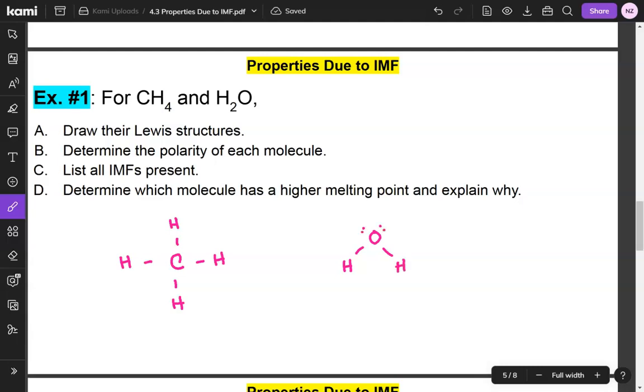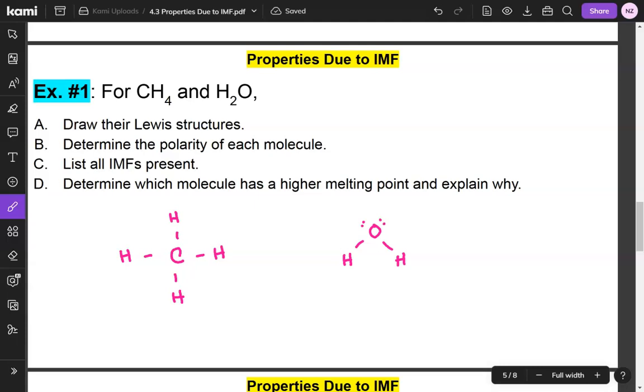Okay. If you don't know how to draw Lewis structures, you should definitely go back and watch my video where we go through how to draw these structures. All right, let's determine the polarity of each molecule. So CH4, everything attached to our central atom is the same, so it is going to be nonpolar. For H2O, we have two lone pair on our central atom, so this is going to be polar.